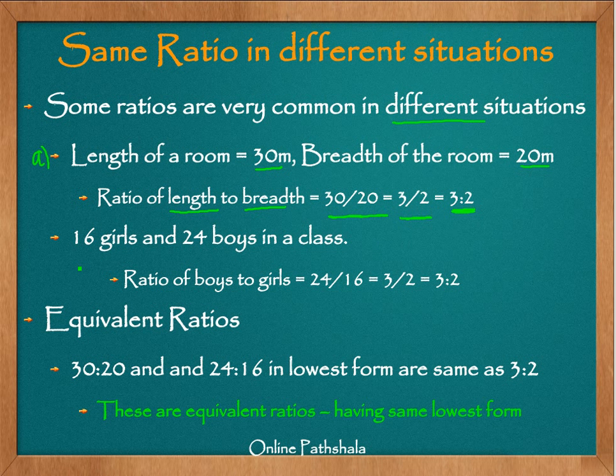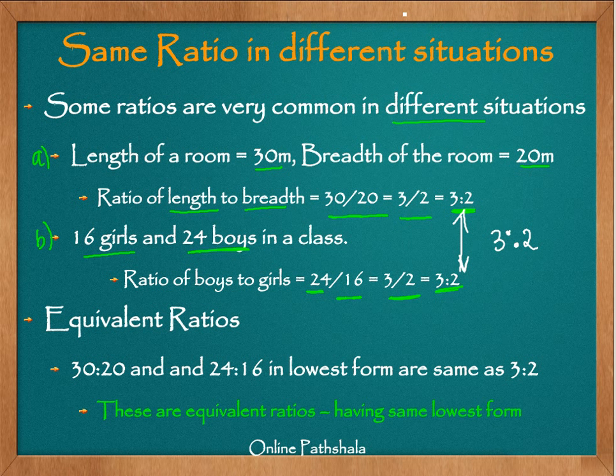Now consider another situation. Let us take example B, where we have 16 girls and 24 boys in a class. Now we want to find the ratio of boys to girls in that class. So the ratio of boys to girls would be 24, which is the boys, and 16, the girls. Now when we reduce this to its simplest form by dividing both the numerator and denominator by 8, we get 3 by 2, or 3:2. So when we observe both of these examples, we have the same ratio, which is 3:2.